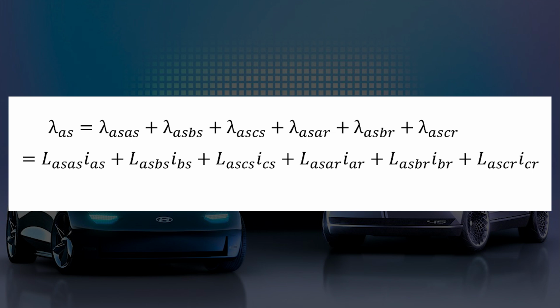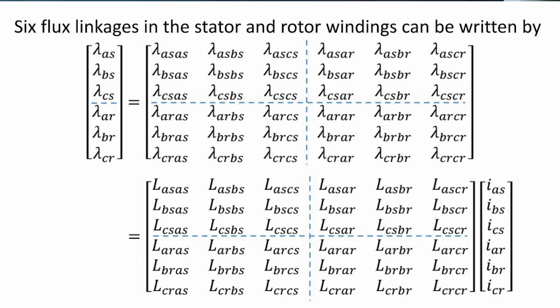So, like this we can get all the 6 fluxes. The inductance is defined as the ratio of flux linkages to the currents generating the flux. The 6 flux linkages in stator and rotor windings can be shown here. If you represent this in the form of a matrix, these are largely divided as LS, LSR, LSR transpose and LR, where LS and LR represent the inductance matrix of stator and rotor windings and LSR represents the mutual inductance matrix between the stator and rotor windings.